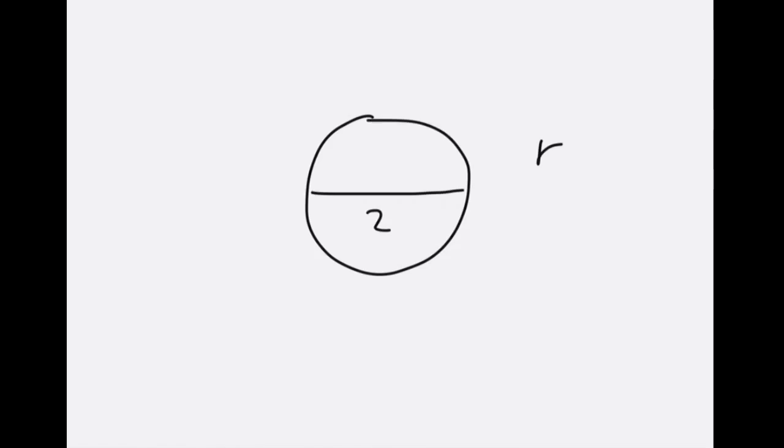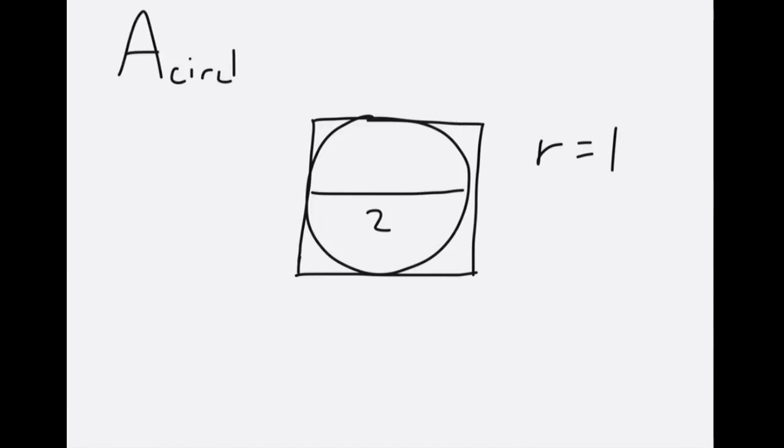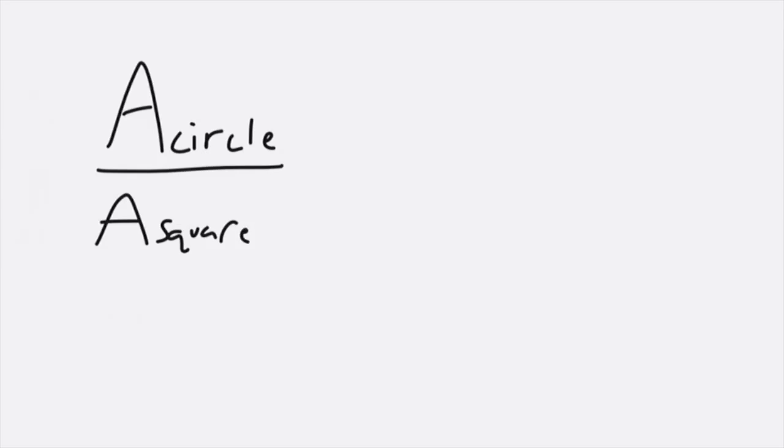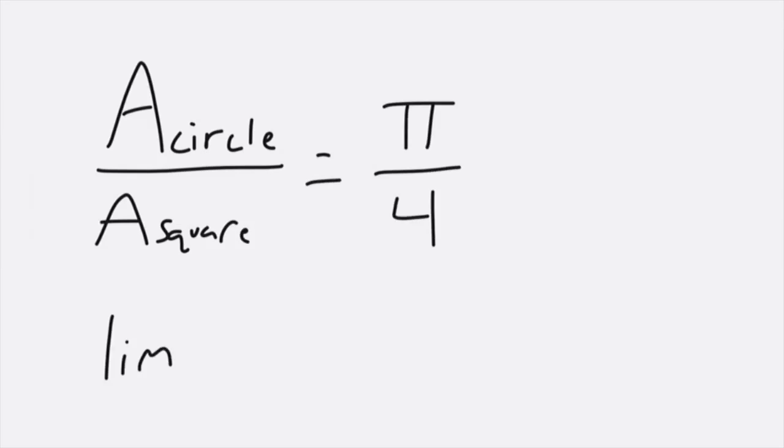Let's say there is a circle with a radius of 1, or a diameter of 2, inscribed in a square. Since the area of the circle is pi times r squared, r being the radius, the area of the circle is pi. The area of the square is equal to 2 squared, or 4. The ratio of the area of the circle to the area of the square is therefore pi over 4. If we took a dart and threw it at this configuration, the probability that it would land in the circle is pi over 4.